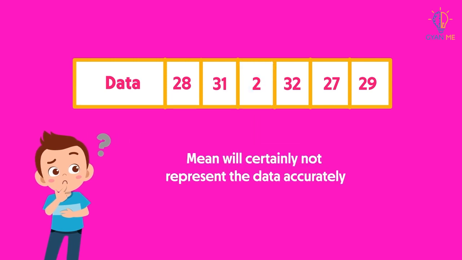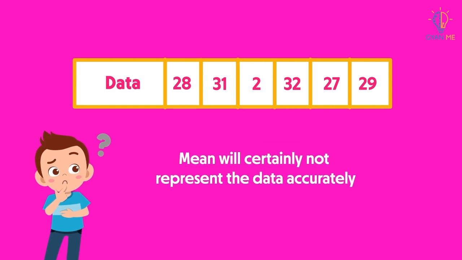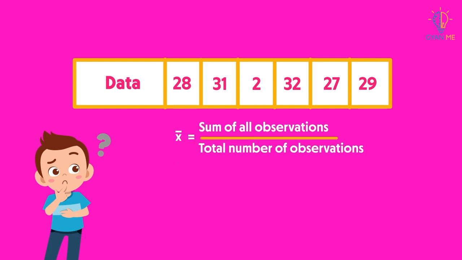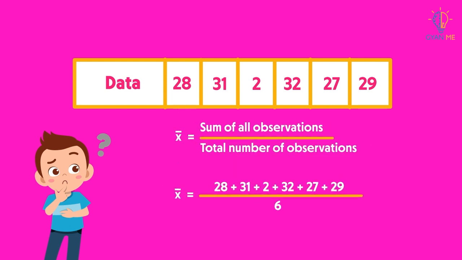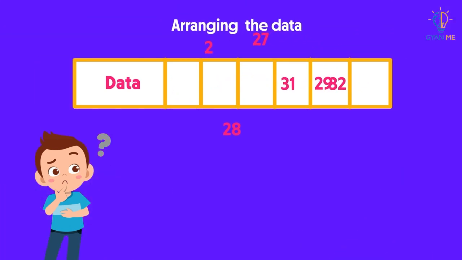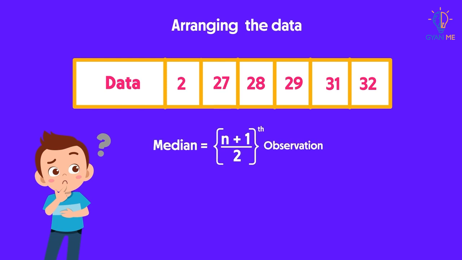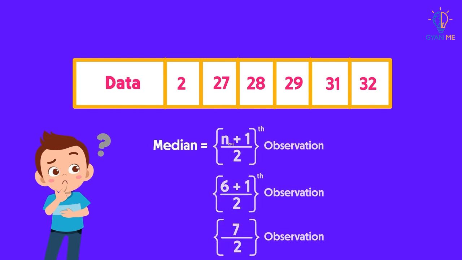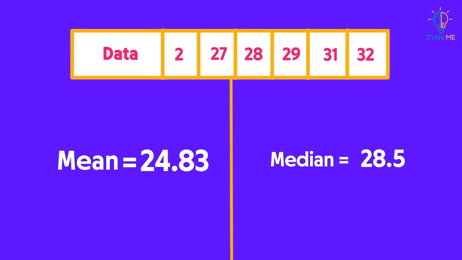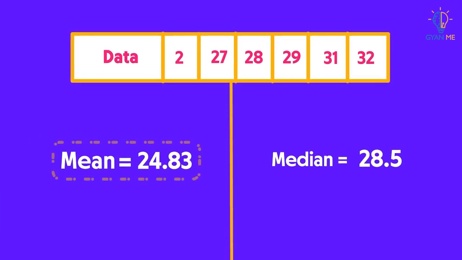Therefore, here also mean will certainly not represent the data accurately. Since the lower value of one observation, 2, will bring down the value of mean to 23, which is not the correct value. Let us find median of this data, which comes out to be 28.5. So students, we can observe that as compared to mean, median is more correct and accurate value to represent this data.